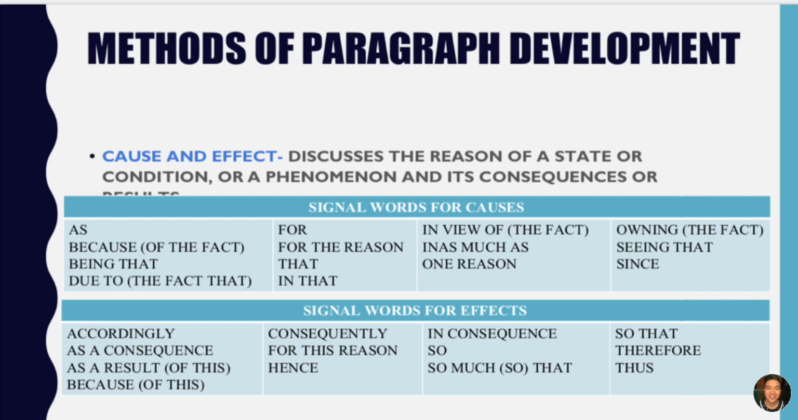We have the signal words for cause. We have as, because, being that, due to, for the reason that, in view of, inasmuch as, one reason, owing to, seeing that, and since. And also for the effects, we have accordingly, as a consequence, as a result, because, consequently, for this reason, hence, in consequence, so, so much, so that, therefore, and thus.